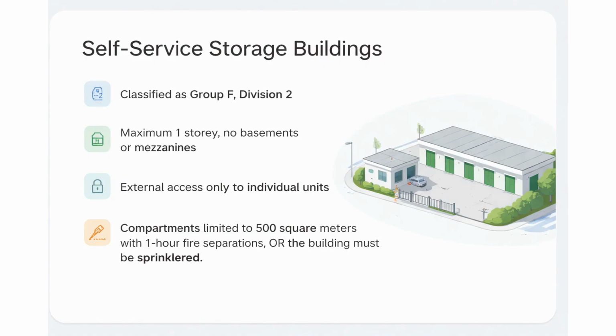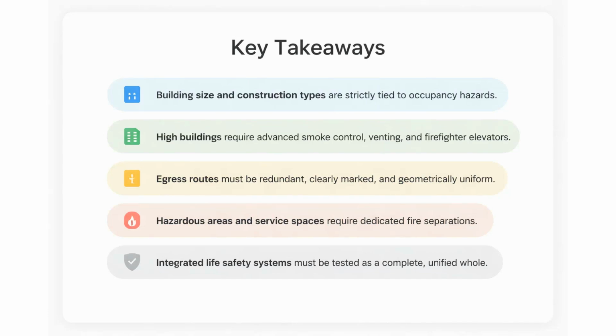To wrap up our review of these building code requirements, remember that construction limits are always scaled to the occupancy hazard. High-rise buildings demand complex smoke control and emergency access systems. Egress routes must be reliable, redundant, and clearly marked, while hazardous service areas must be strictly isolated. Finally, all these life safety systems must be tested together to ensure they protect occupants when it matters most.